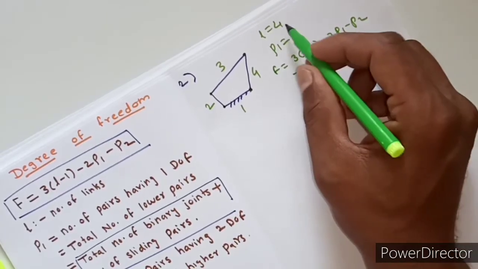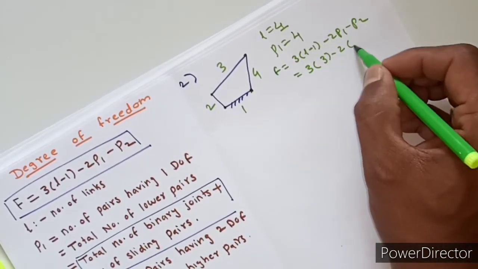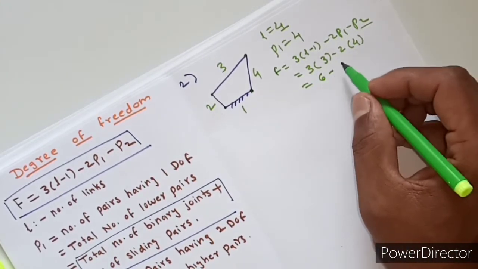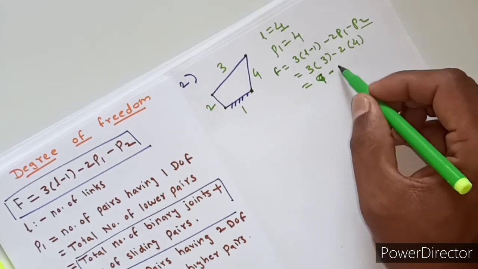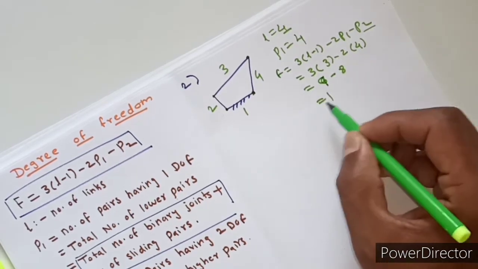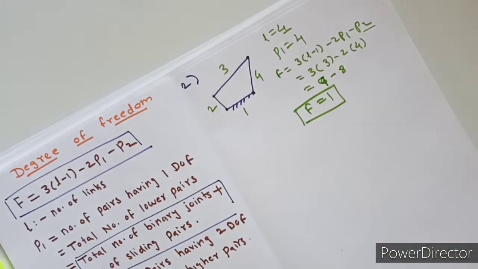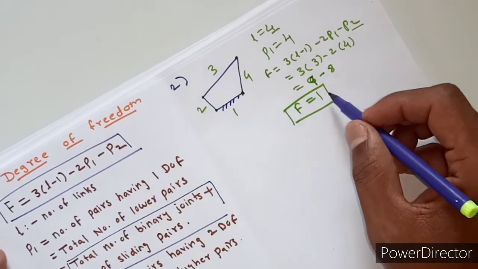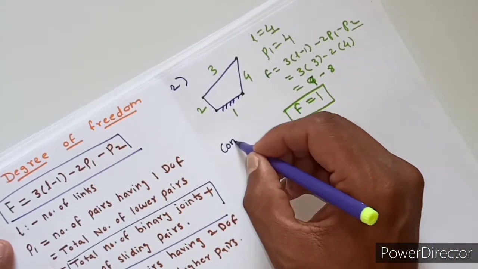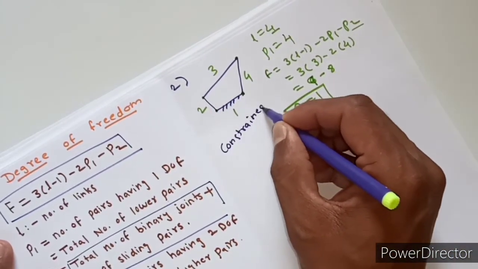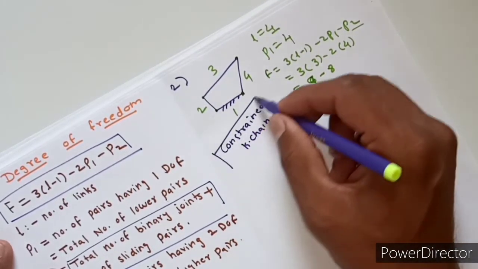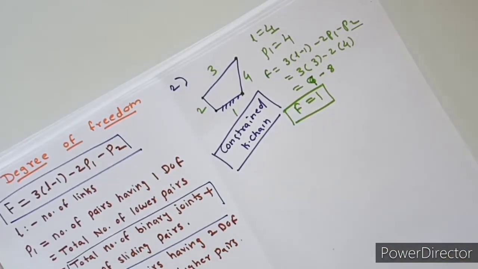Okay, so F equals 3 times (L minus 1) minus twice P1 minus P2. We get 3 times (4 minus 1) is 9, minus 2 into 4. Higher pairs are 0. So 9 minus 8 is 1. So the degree of freedom is 1. For such mechanisms whose degree of freedom is 1, we call such a mechanism a constrained mechanism or constrained kinematic chain.